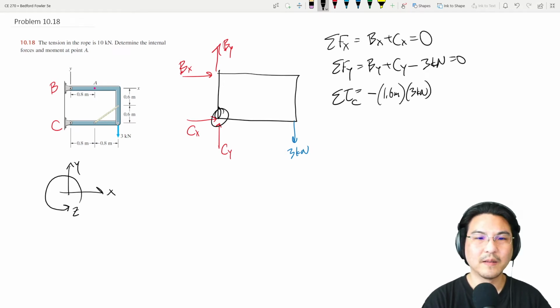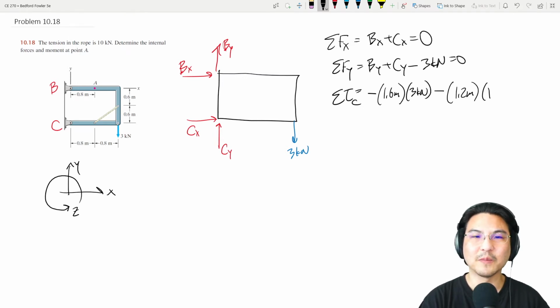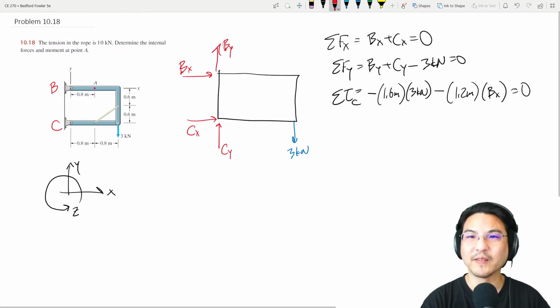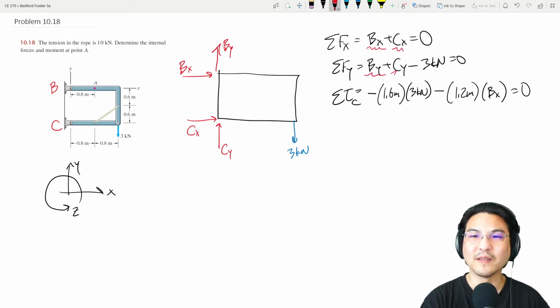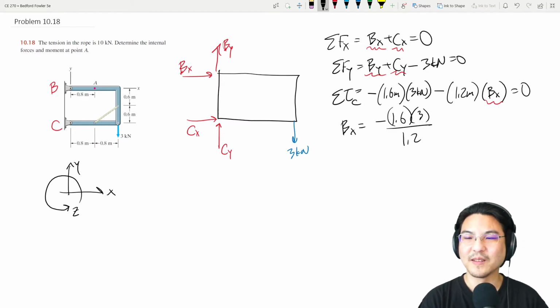Okay, and then this force creates a torque also going in the negative z direction, so minus 1.2 times Bx. Okay, and then that's it. Let me point out the unknowns here, here, here, here, here. So let's solve for Bx first. Okay, so that's minus. Just punch that in the calculator.